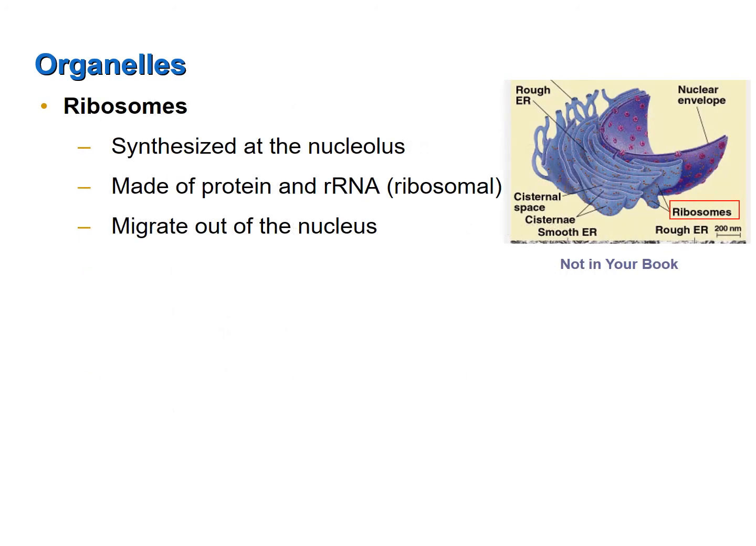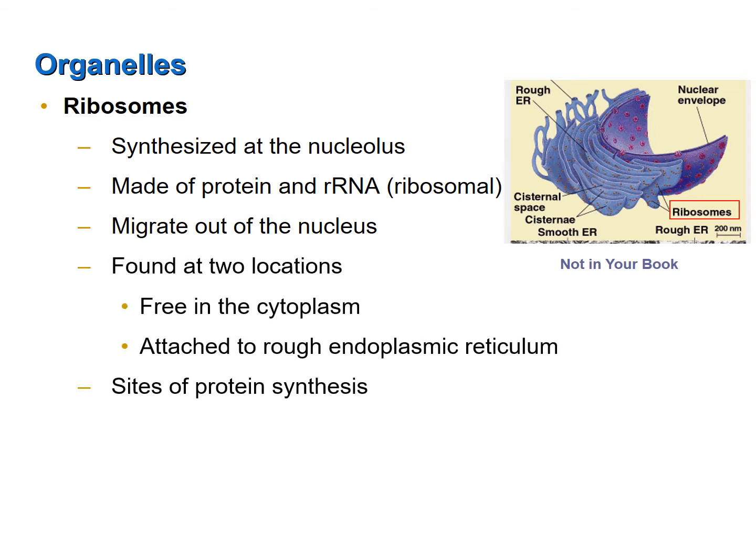First, let's talk about the organelles known as ribosomes. Ribosomes are composed of protein and ribosomal RNA. Their components are synthesized at the nucleolus and then moved through the nuclear pores into the cytoplasm. There, they are assembled into ribosomes, and either the ribosomes remain free in the cytoplasm or they are attached to the rough endoplasmic reticulum.